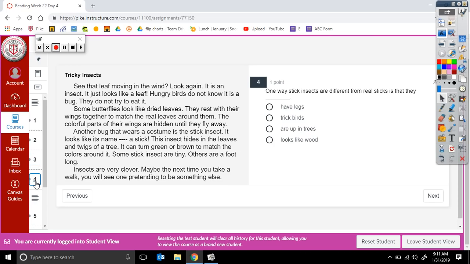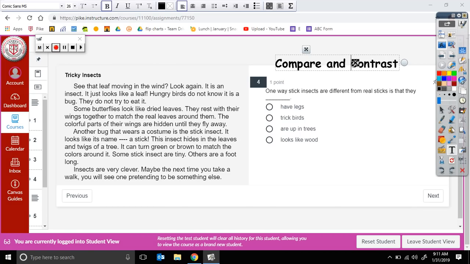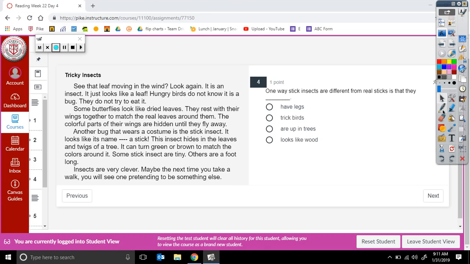Last question. One way stick insects are different from real sticks is that hopefully you're thinking to yourself, this is compare and contrast. So what makes them different? That's contrast, right? All right, what makes them different? That one you also have to read the article to know for sure.